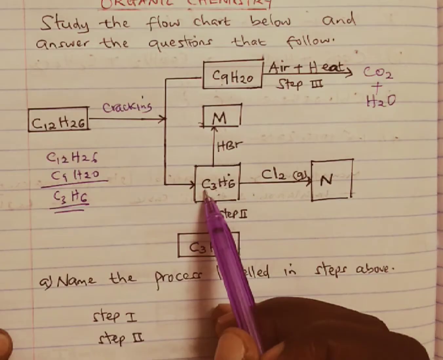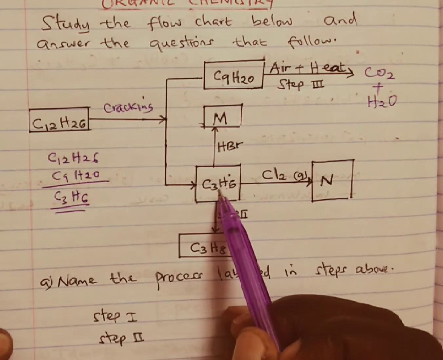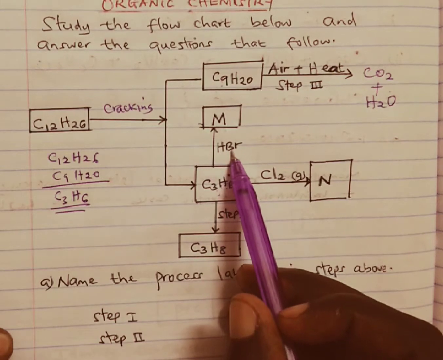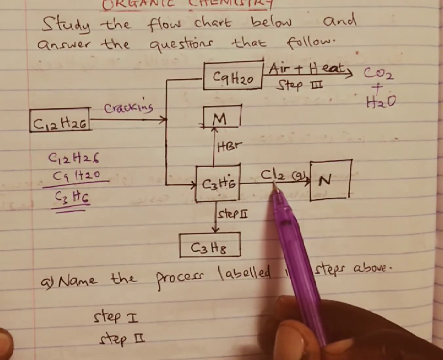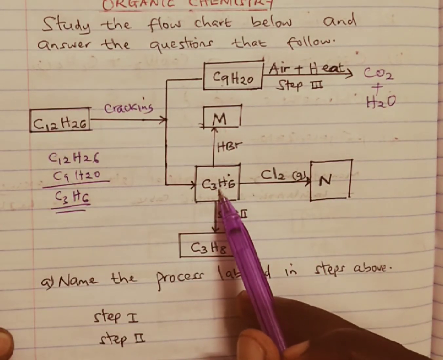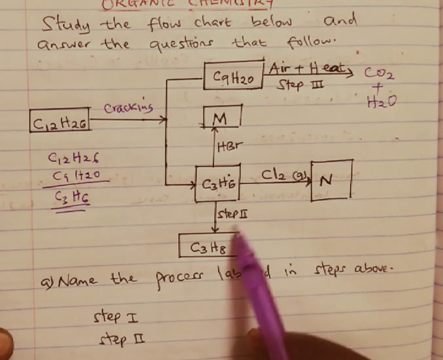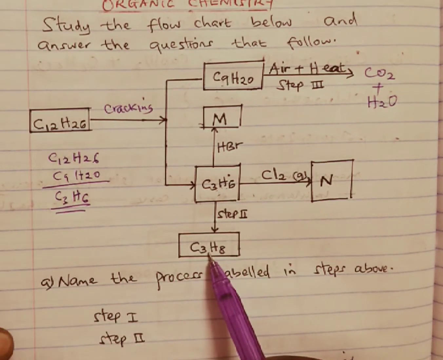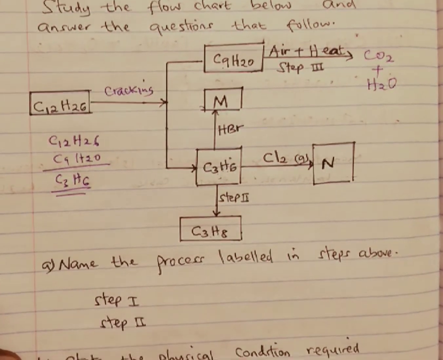Now we are at this point where we have propene, and propene is reacting with hydrogen bromide to give us M. Then of course propene reacting with chlorine to give us N, and propene going through step 3 to give us propane. Now let us go through the questions.